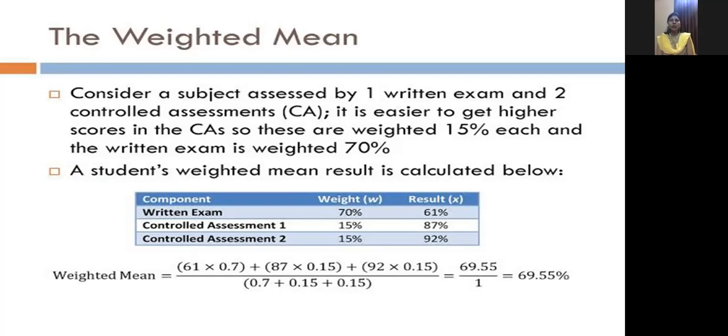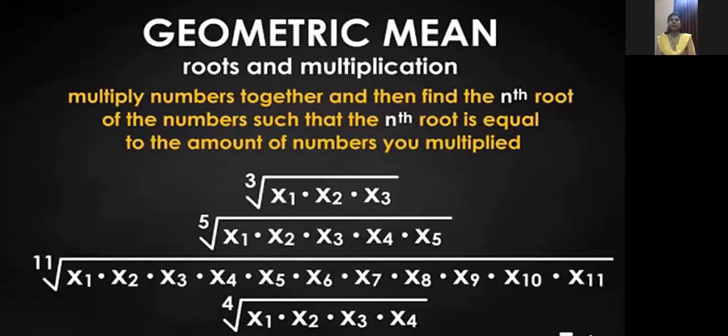So this is the way we can understand this other important mean called weighted mean. Let's discuss the other means. The next categorization of mean is harmonic mean and the geometric mean. What is the harmonic mean? And what is the geometric mean?